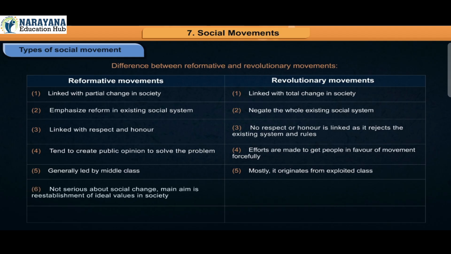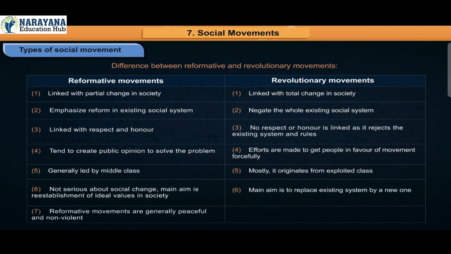Reformative movements, number 6. Not serious about social change. Main aim is re-establishment of ideal values in society. Revolutionary movements, number 6. Main aim is to replace the existing system by a new one. Reformative movements, number 7. Reformative movements are generally peaceful and non-violent. Revolutionary movements, number 7. Revolutionary movements are mostly violent.